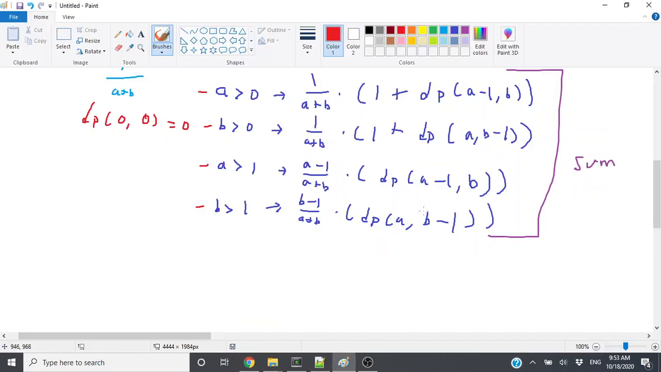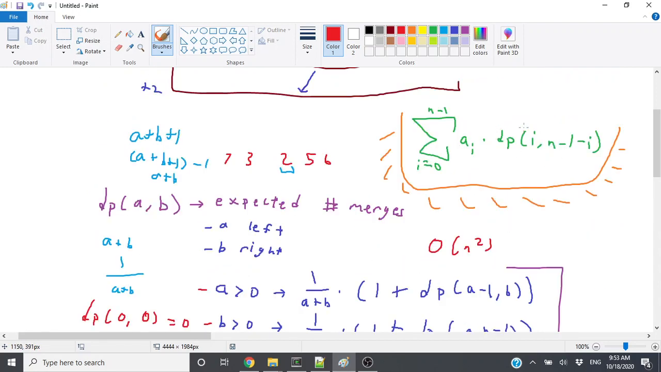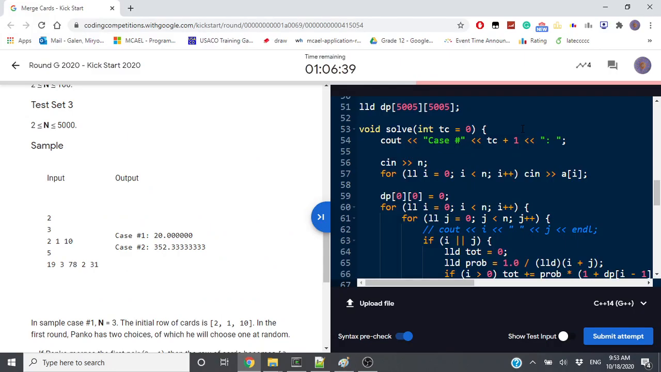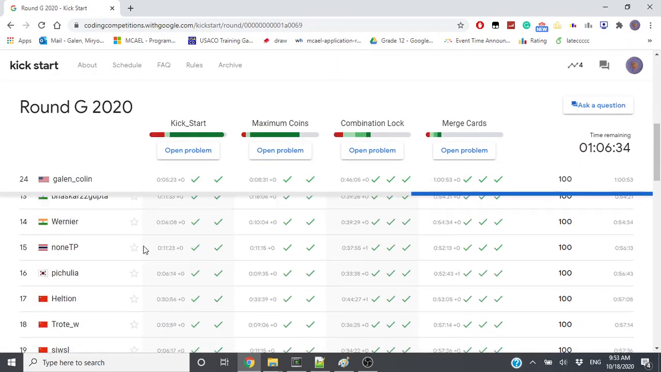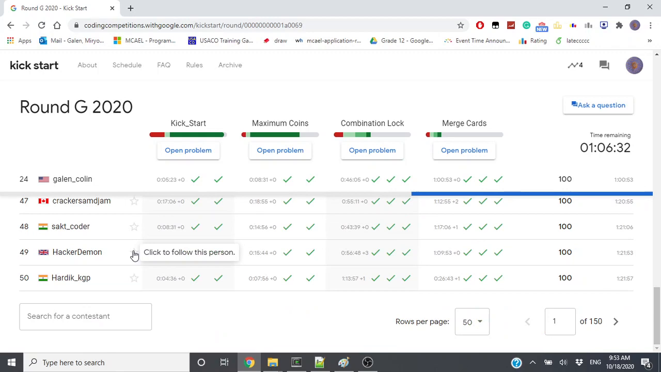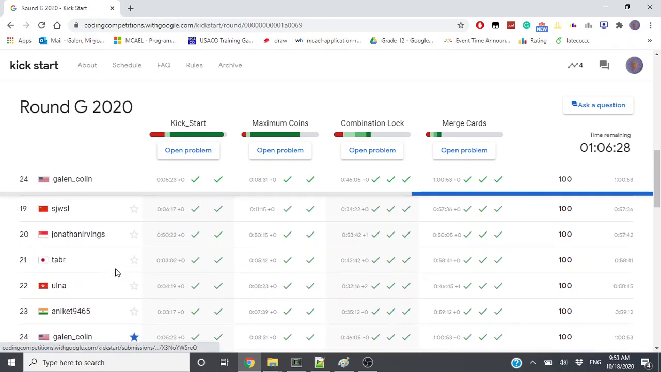So this dp is O of n squared in total because there are only 4 transitions, and therefore the whole thing is O of n squared, because this sum only takes O of n to compute, since you can pre-compute dp beforehand. So yeah, that is Kickstart. This is pretty enjoyable. It was better than last time. Round F was kind of sketchy. Wasn't really the biggest fan of the problems, but this is pretty cool.